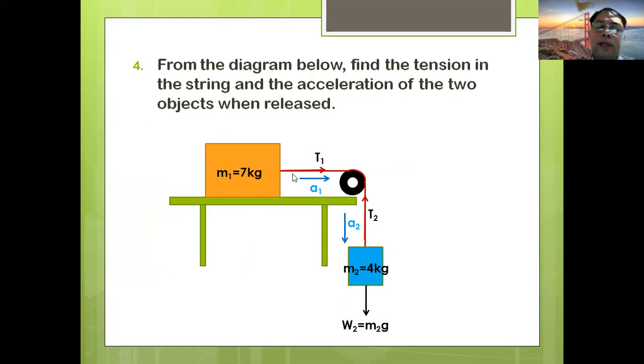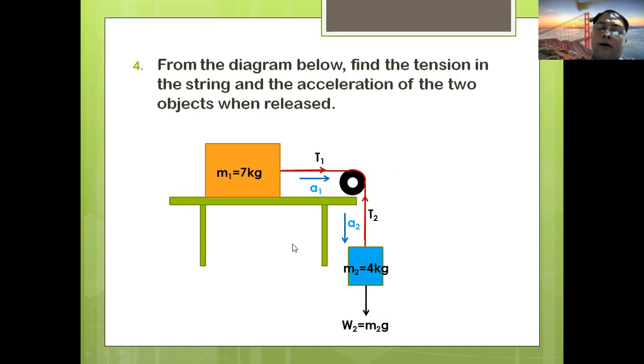Now let's look at this body. It involves an M1 body that is on a table, held on by a cable or a string. That string is passing through a pulley. So this round black object is a pulley. This pulley, which is holding the string, is pulling this M1 object, which is 7 kilograms, to the right, because we have suspended another object M2 on the other end of the string. So this M2, which is 4 kilograms, will simply go downward.